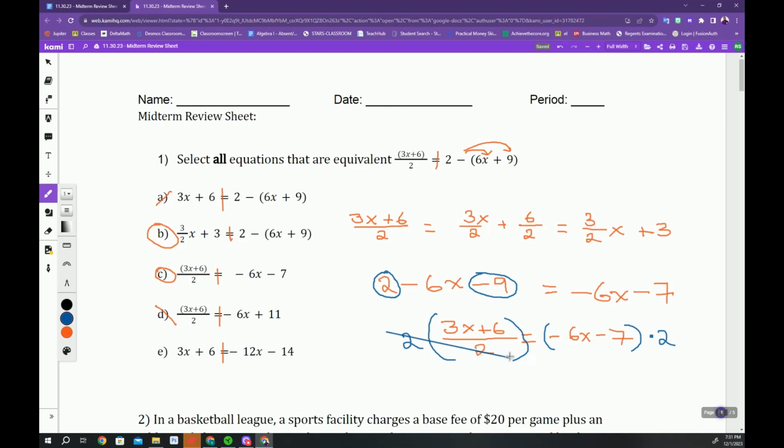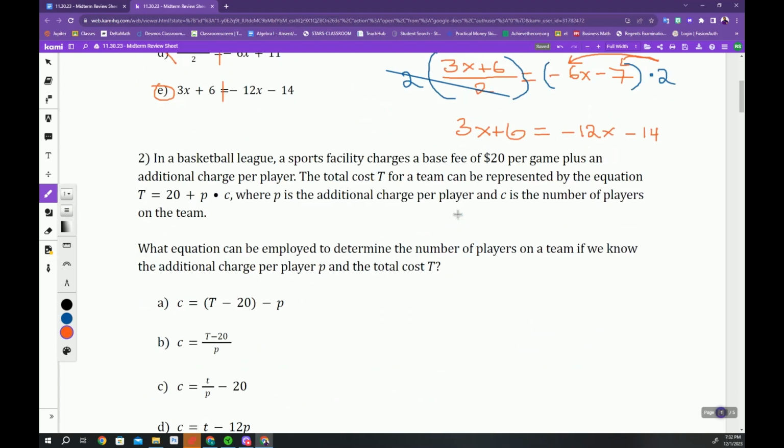This will cancel out, and we are left with 3x plus 6 is equal to, what is 2 times negative 6x? That is negative 12x. And then 2 times negative 7 is negative 14, which simplifies to negative 12x minus 14. If you look at these equations, they are identical now, so E is also an equivalent equation. Move on to number 2.